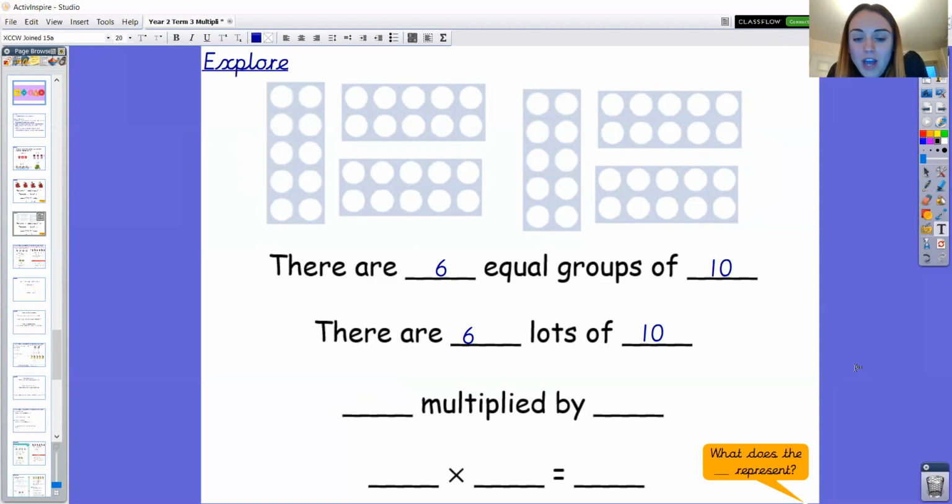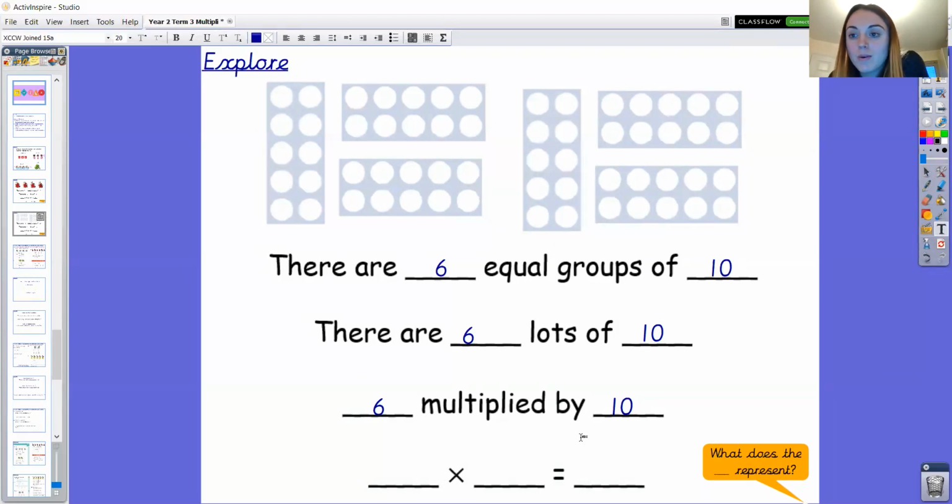Okay, so we know that multiplied has the same meaning as lots of. So we know, join in with me, Year 2, 6 multiplied by 10 is the stem sentence. Okay, brilliant. So now we're moving on to the multiplication using the multiplication symbol. When we look at the symbol there, we're going to use the word times.